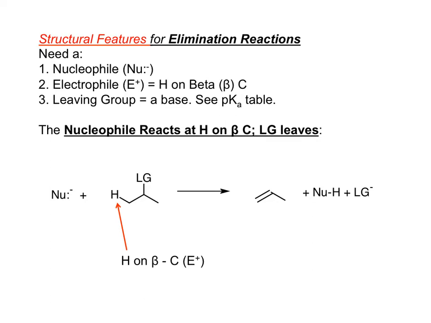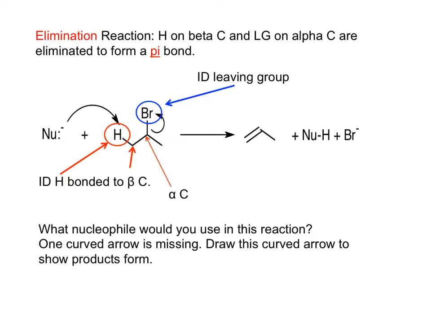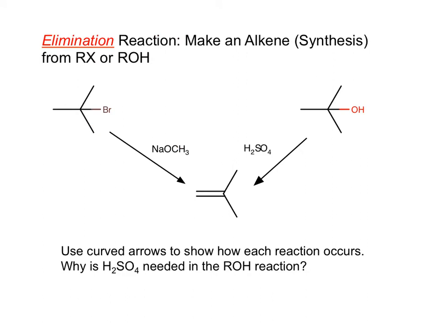the leaving group leaves. Now that you've identified the structural features, let's use curved arrows to show which bonds break and which bonds form. So stop the video and answer these questions. So here are the answers. And the curved arrow is to form a pi bond. So let's practice. Stop the video and use curved arrows to show how each reactant forms that alkene product.